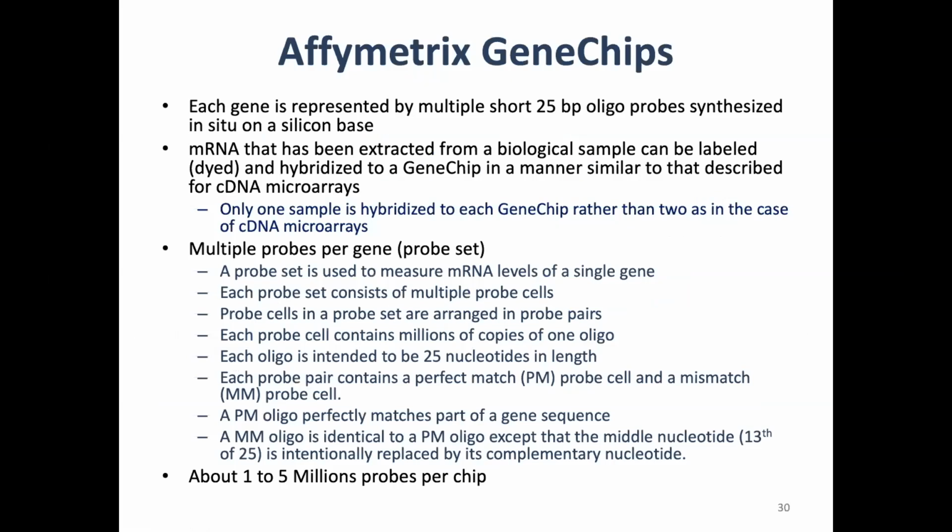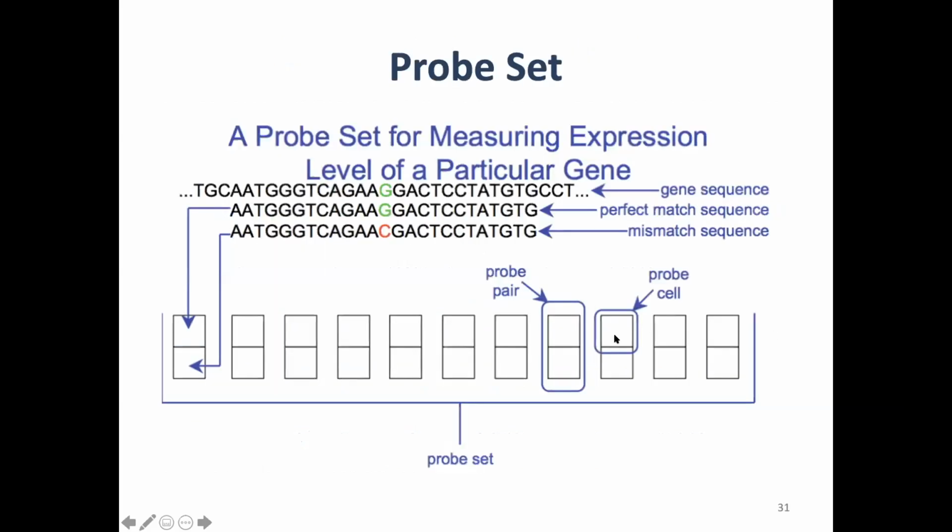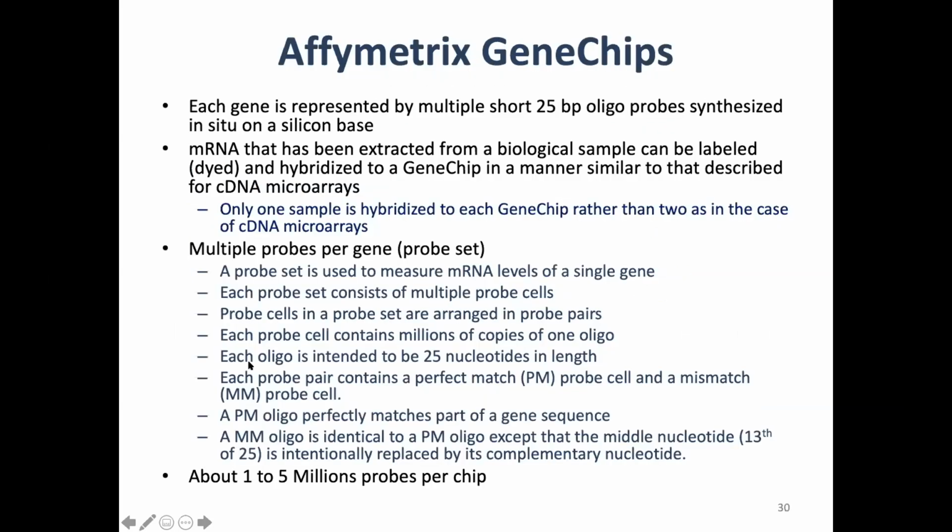So let me read this. A probe set is used to measure mRNA levels of a single gene. Each probe set consists of multiple probe cells, and each probe cell contains millions of copies of one oligo.